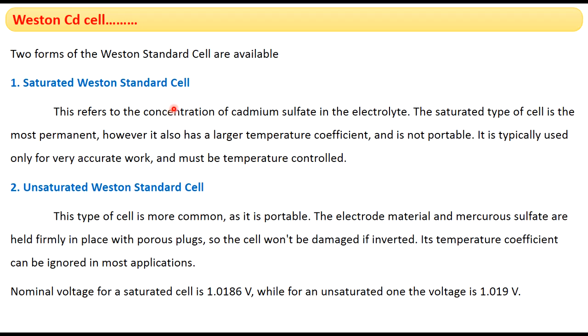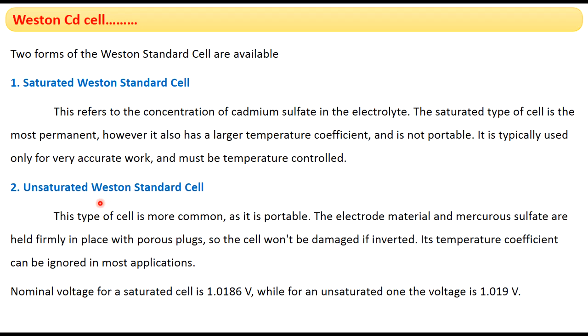This division is based on the saturation of the electrolyte, that is, the cadmium sulfate. The saturated Weston standard cell is the most permanent, but it is not portable and it has a large temperature coefficient. It is typically used for accurate work like calibration of voltmeters. While using this saturated cell, the temperature must be controlled.